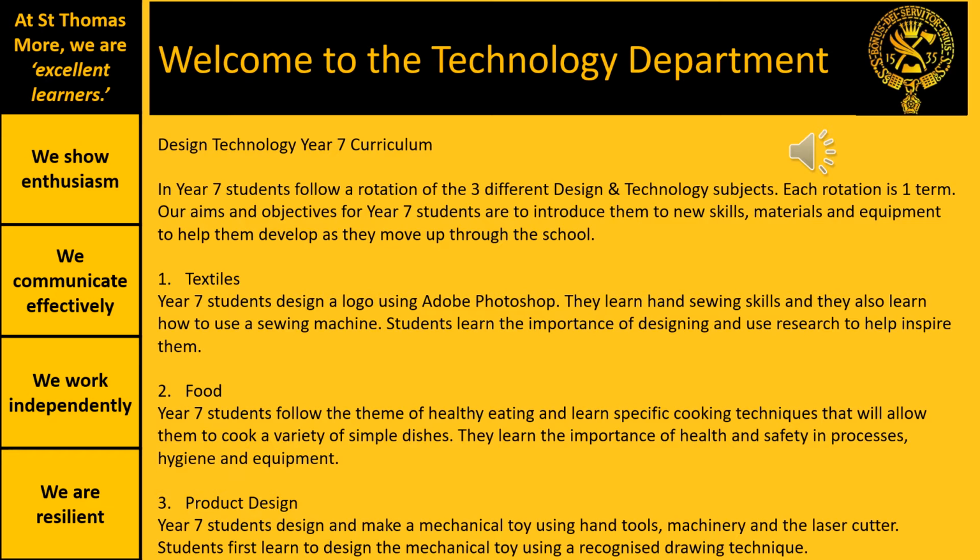In Year 7, students follow a rotation of the 3 different design and technology subjects. Each rotation is 1 term. Our aims and objectives for Year 7 students are to introduce them to new skills, materials and equipment to help them develop as they move up through the school.